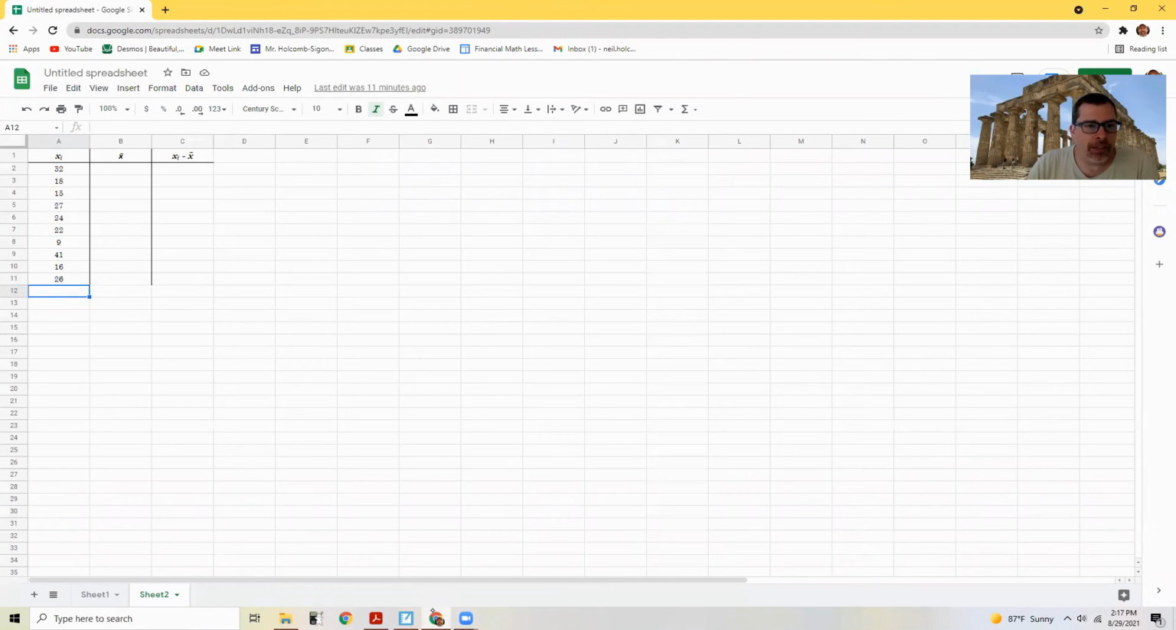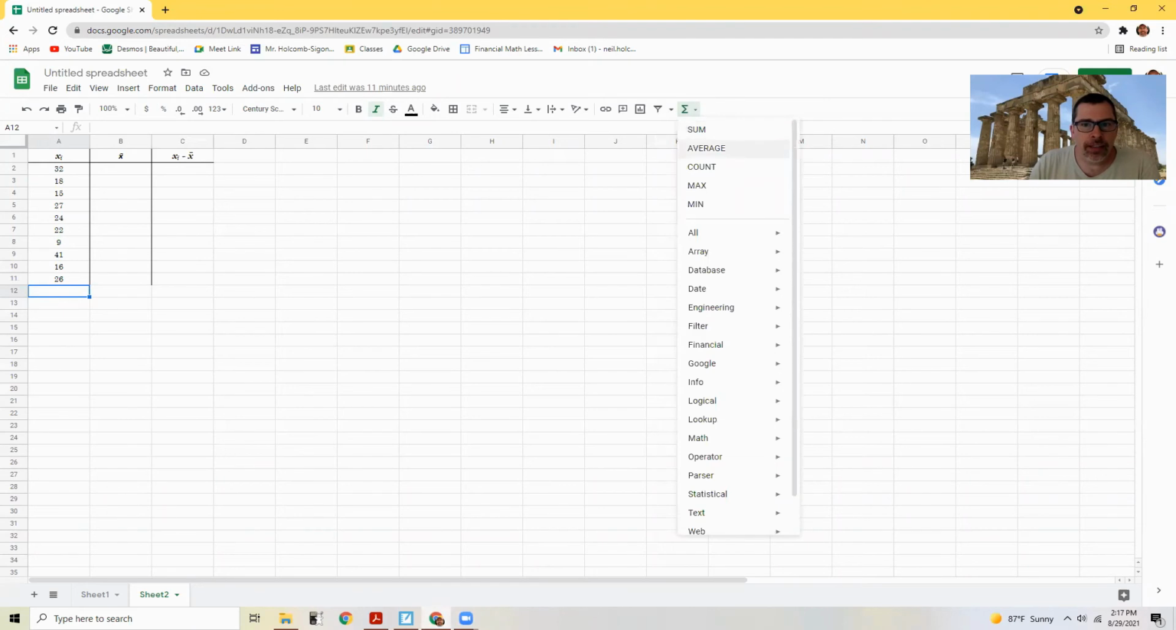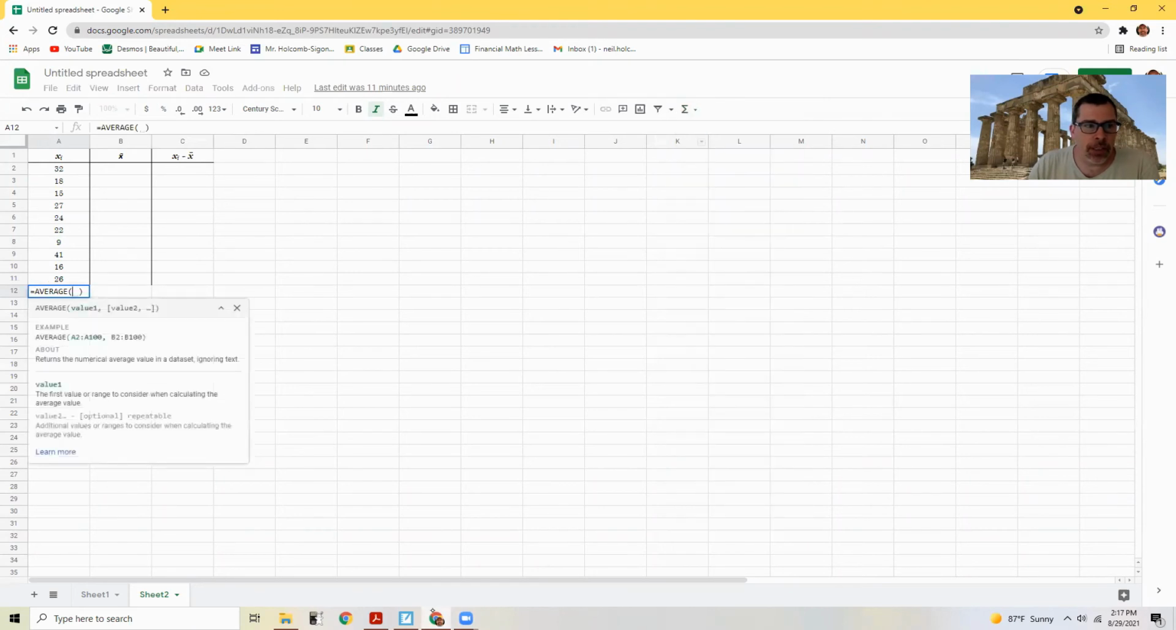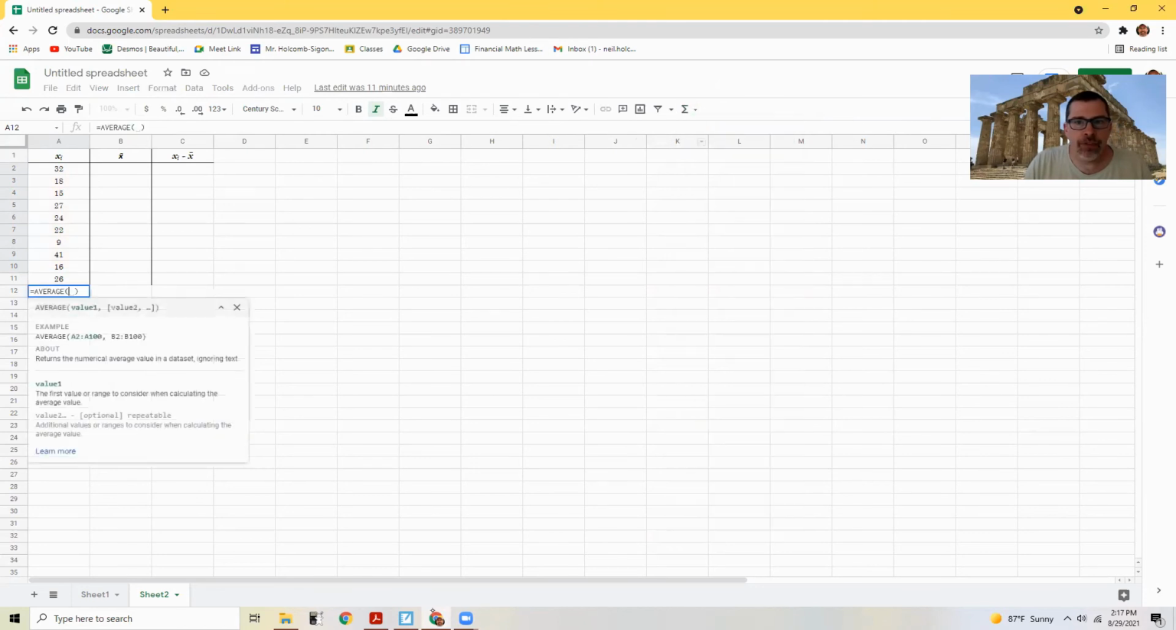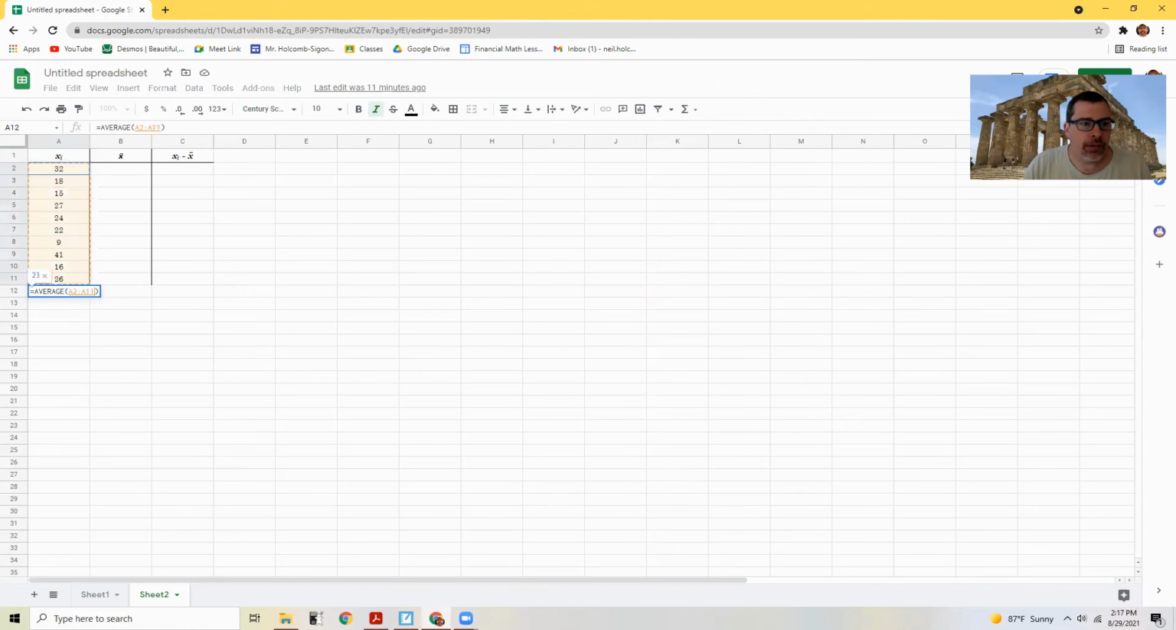So now that I'm in this cell, I can go over to my sigma notation, which are functions, and I can take the average, which is the mean, and I can choose those cells. I think I missed it. I was off one. I missed the last one. Average. Click here, drag down to 26, let up and hit enter. And the mean, let me highlight that. The mean is 23. Okay, that is my X bar.